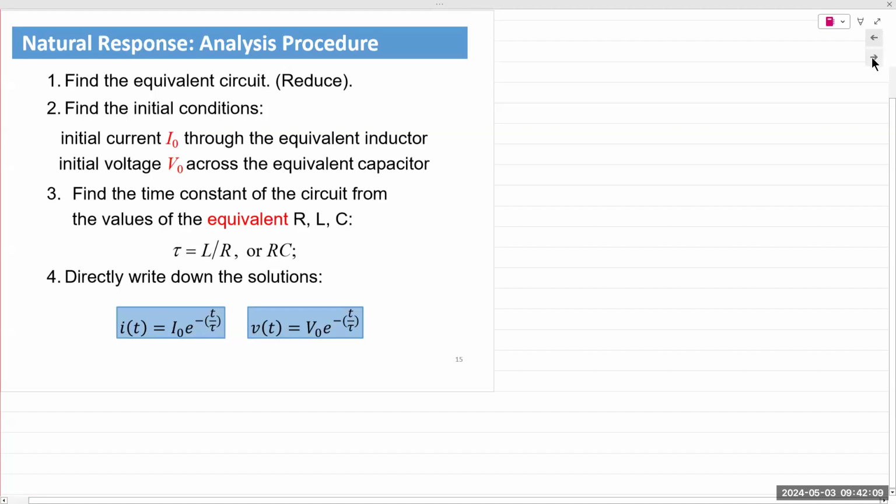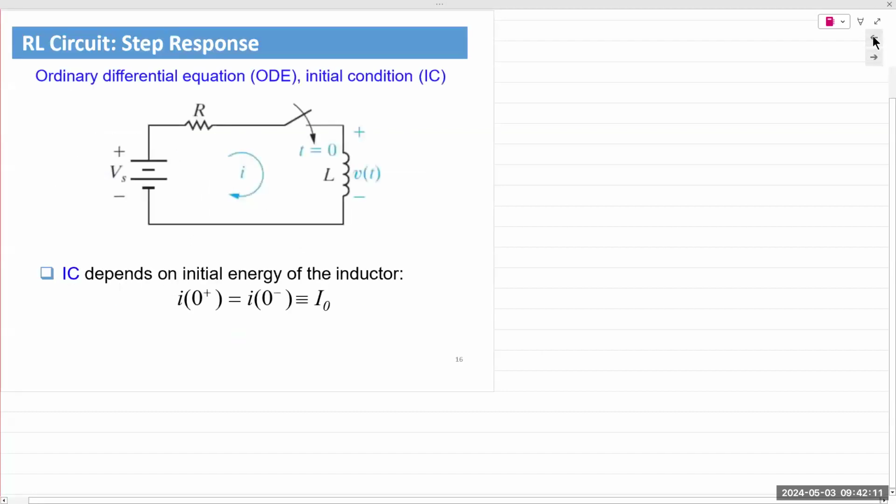So I'm going to skip this summary. We'll come back to this later. Actually, it won't matter, because once you look at the generic equation, the procedure is exactly the same. The step response is exactly the same as the discharge.